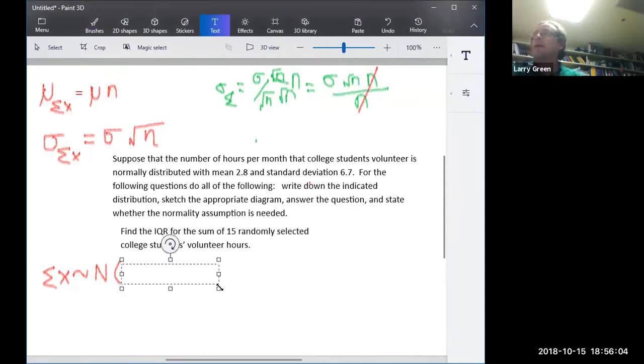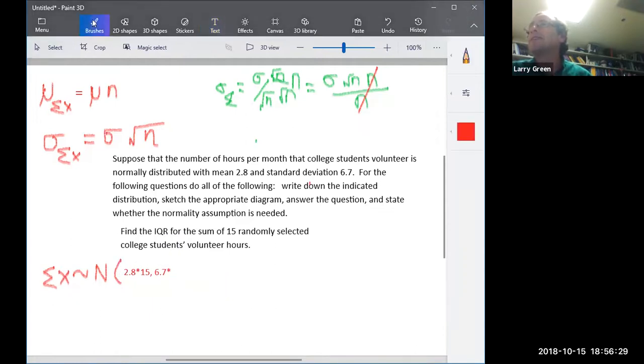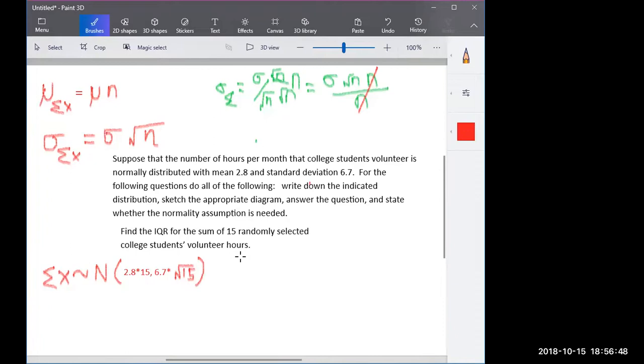The mean was 2.8, but we need to multiply it by the sample size because that's what the formula says. So 2.8 times 15. Any questions so far? The standard deviation was the original standard deviation, which is 6.7, times the square root of 15. Right. Now we can go to our calculator. Any questions on what just happened?